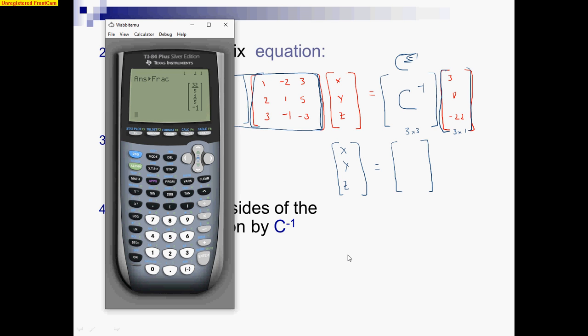And that is how you solve a system of higher order. So what do you suppose one of your homework problems I gave you is? A 4x4. Do you suppose you could do the same thing? I believe you can.